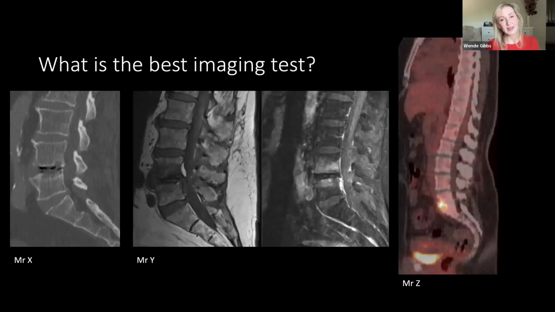So which imaging test is best? I think we all go to MRI first. Although I have heard some dissatisfaction from surgeons who say you can't tell the difference between active Modic type 1 endplate changes and infection in some cases. That can be a very hard differential, and the frustration with that often leads to people saying, I want a different test.